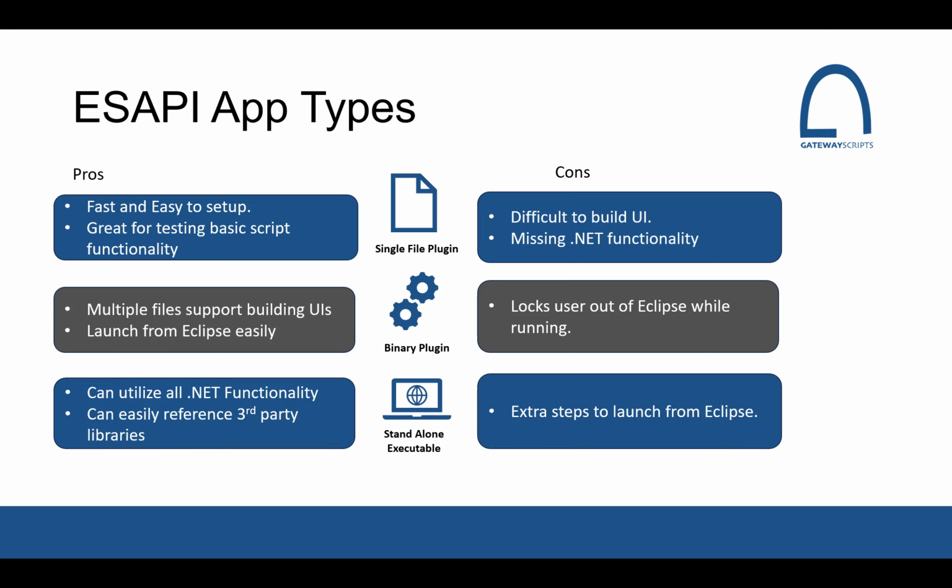The drawbacks to a single file plugin: it's really difficult to build a user interface with a single file plugin. It's not like the XAML file where we can build a large user interface very easily inside the C# code directly. Usually user interfaces require more than one file. Single file plugins are also missing some basic functionality in the .NET framework. That's because the compiler inside of Eclipse is usually 1 to 2 or more versions behind in the version of C# that it uses versus the version of Visual Studio that you might be using.